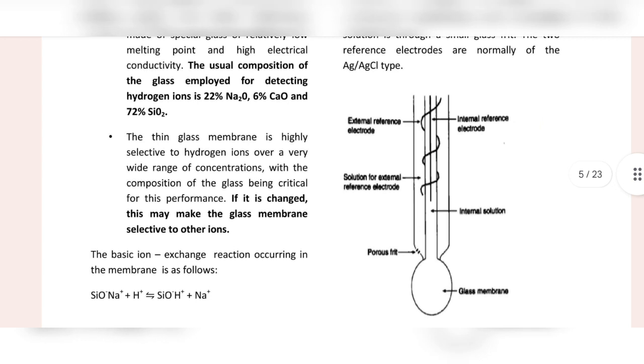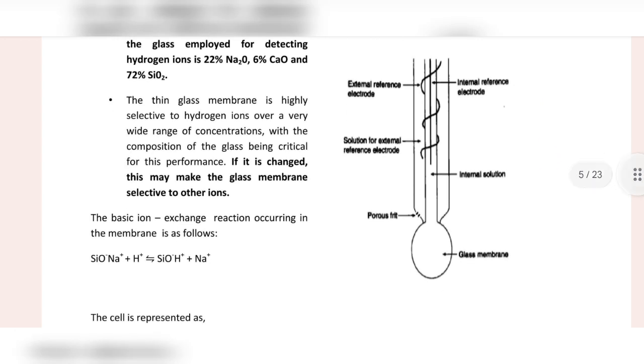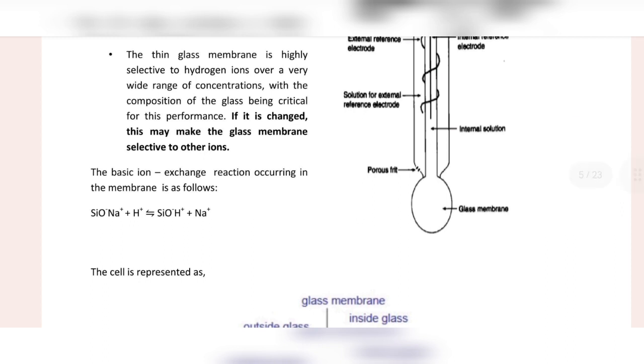Okay, so the basic exchange reaction in the glass electrode of the pH electrode involves silica, sodium silicate, SiO⁻ and sodium ion. First it is adsorbed with the sodium ion because it contains Na2O, right? So SiO⁻ Na⁺ then exchanges with the H⁺ ions. So it converts to SiO⁻ H⁺ plus Na⁺. Thereby it exchanges H⁺ ions, so it allows the passage of H⁺ ions.